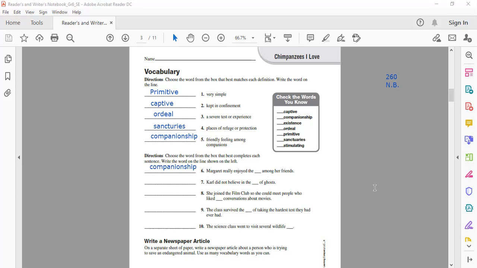Number 7, Watin. Carl did not believe in the existence of ghosts. So I believe that animals exist. I believe plants exist. But I don't believe in the existence of ghosts. Very good.